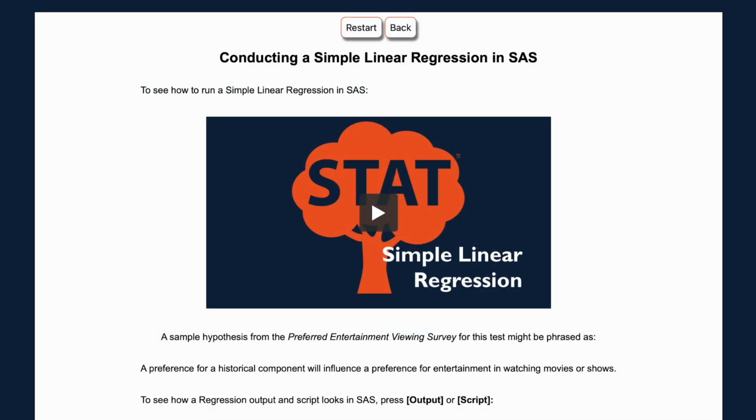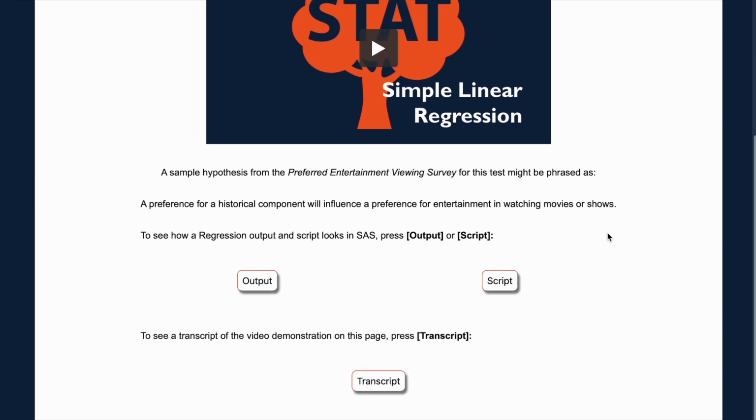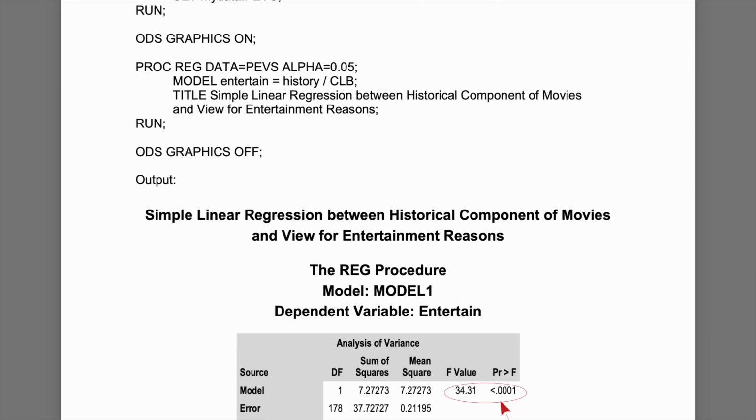To see what this output looks like, along with a reporting example, press the Output button on the sending page from the StatTree module.